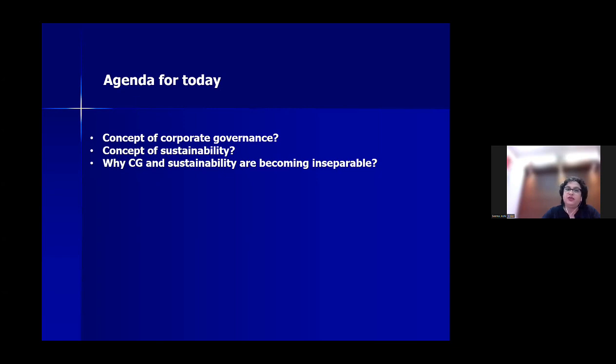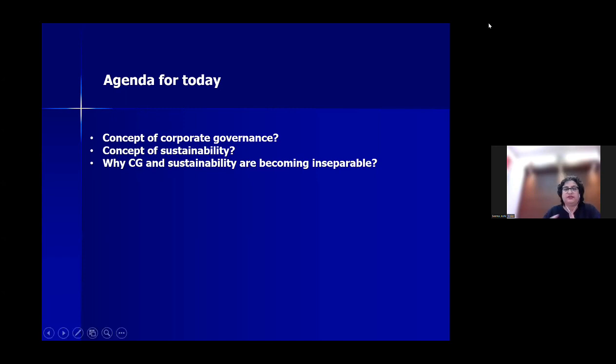I would also like to share with all those who are present here that I'm coming out with a book this year, and this book is on corporate governance and sustainability. I'll be showing you the cover page in the last slides, but I will just present the gist in the beginning, and later on I'll be sharing the cover page and the blurb of the book with all those who are present here.